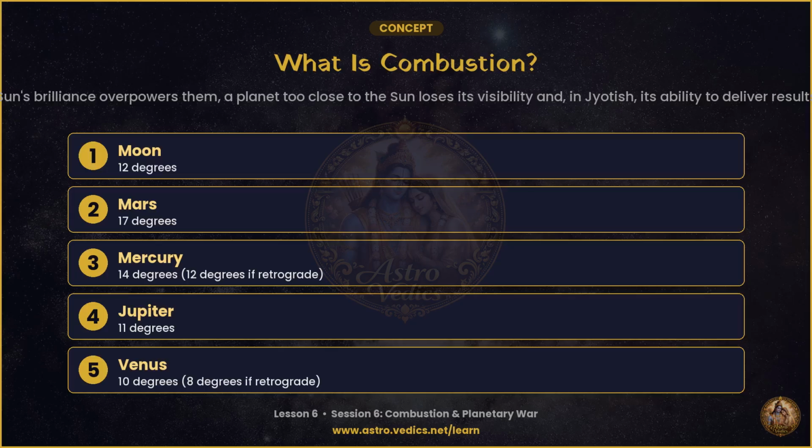Each planet has a specific combustion threshold, the angular distance from the Sun below which it is considered combust. Moon, 12 degrees. Mars, 17 degrees. Mercury, 14 degrees, 12 degrees if retrograde. Jupiter, 11 degrees. Venus, 10 degrees, 8 degrees if retrograde. Saturn, 15 degrees. When a planet falls within this range, it is said to be burned by the Sun. Its significations suffer. The house it rules faces obstacles, and the house it occupies loses that planet's contribution.